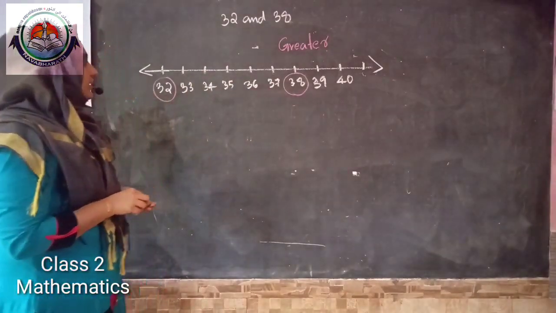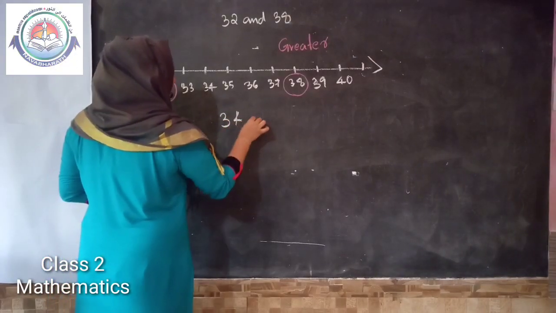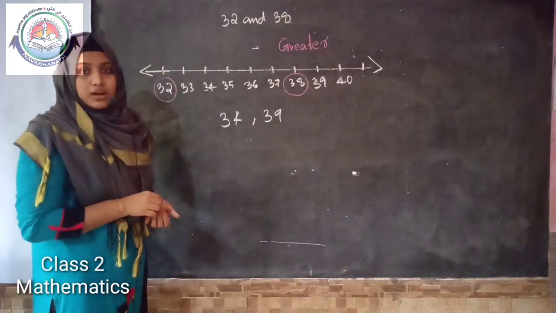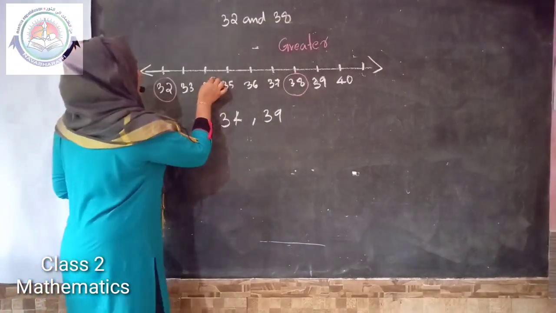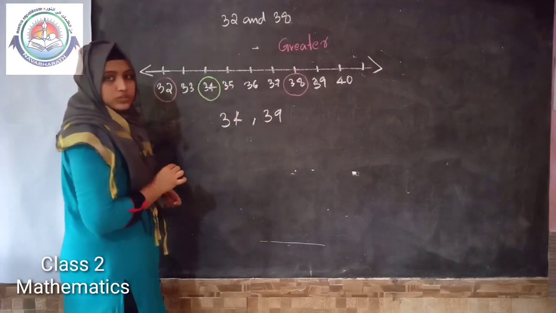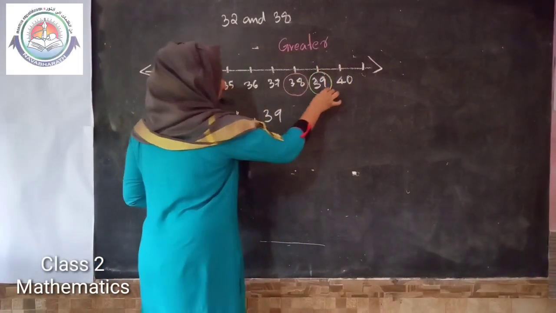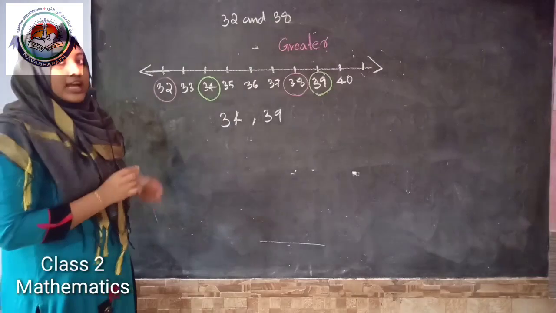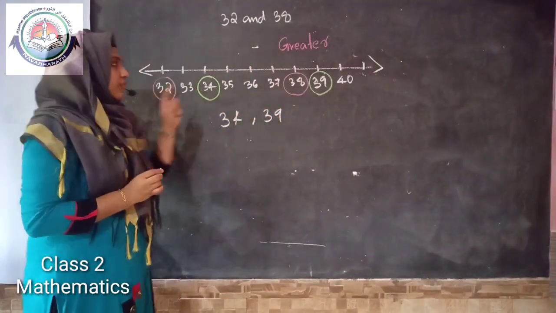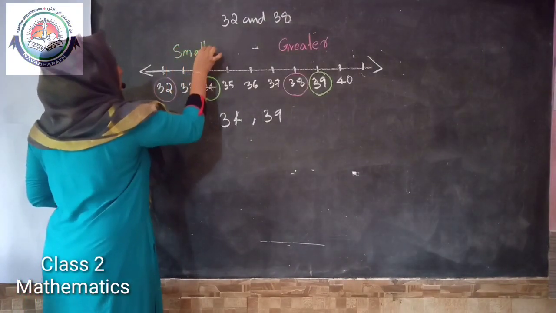And in the numbers 34 and 39, can you say which is smaller? Here is 34 in the number line, and where is 39? 39 is here. So can you say which is smaller, 34 or 39? 34. So 34 is smaller.